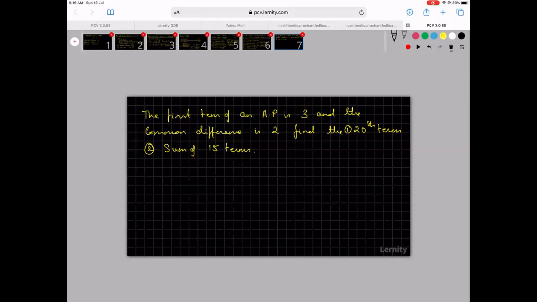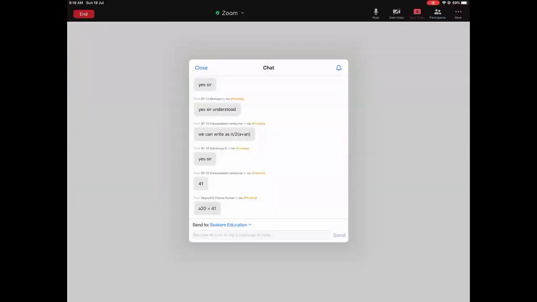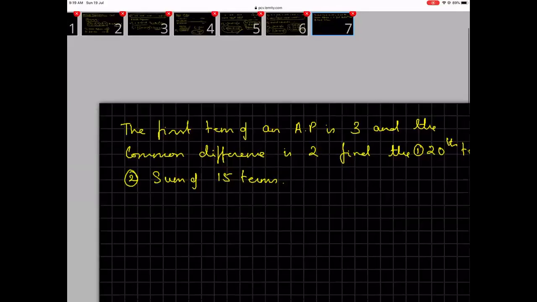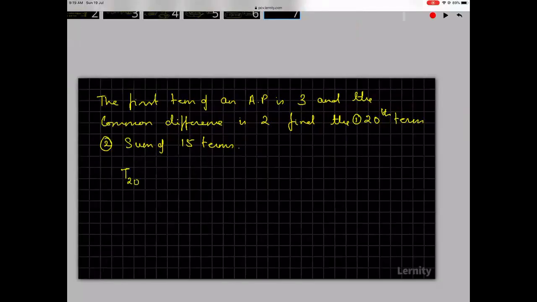Sum of 15 terms, the 20th term. Okay, so I will explain it to you for those of us who didn't understand. T20 is equal to a plus (n minus 1)d. So that will give me 3 plus 19 into 2. 19 into 2 is how much? 38. 38 plus 3 is how much? 41. So the 20th term is 41.